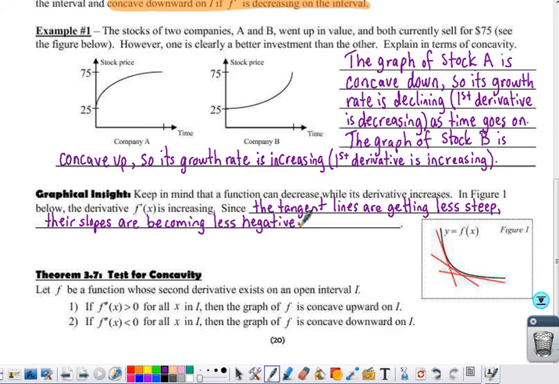So in theorem 3.7, that's your test for concavity. If you have a function whose second derivative does exist, you have those two following conditions. So if the second derivative is positive, then f is concave upward. And if the second derivative of f is negative, then f is concave downward.